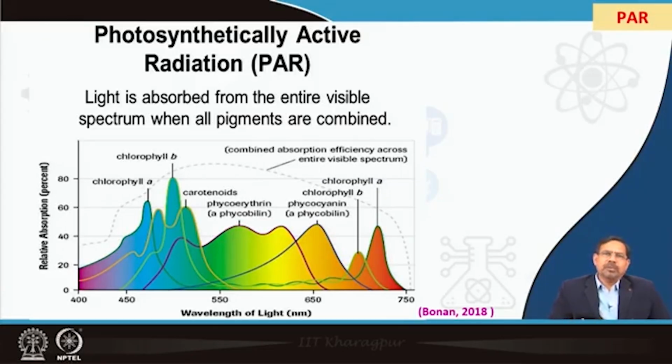This is the unique property Earth has because of the presence of the green pigment, chlorophyll, that allows the plant material to trap the incoming solar radiation and convert it to chemical energy in the process of photosynthesis, and in turn it releases oxygen, it regulates the transpiration process and many things. So, friends, this part of the electromagnetic spectrum, the light is absorbed from the entire visible spectrum when all pigments are combined.